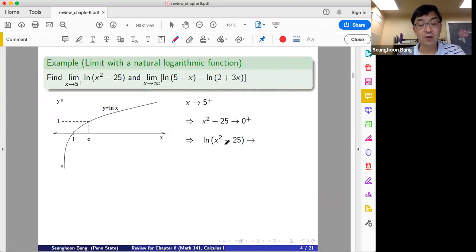What is the ln function? The inside one is like the log of x, and the inside approaches 0. What happens to the ln function? It is going down, so the answer is negative infinity. Really be careful. By using the graph, we have negative infinity.